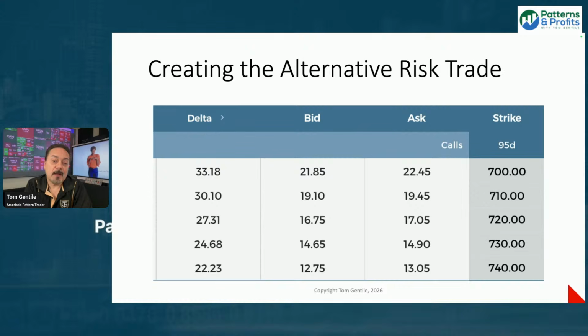I know if I buy a stock and it goes to my target, that's 15%. What can I do with the options? And what are my risks as well if it doesn't? That's what creating an alternative risk trade is all about. So if I were looking at, for instance, buying the 700 calls, and they cost me, let's say, $22, then that's $722 by the time we get to expiration.